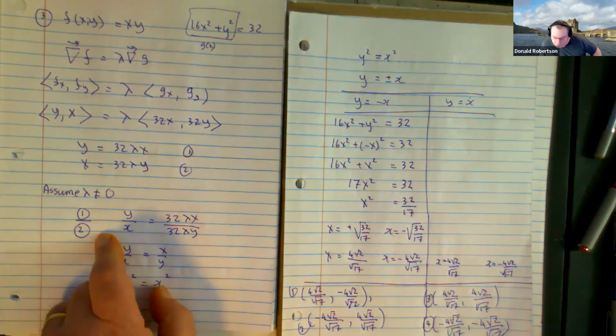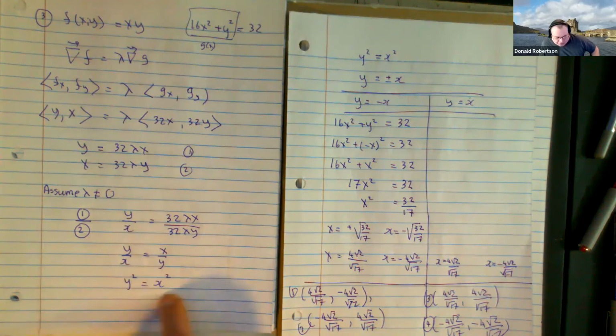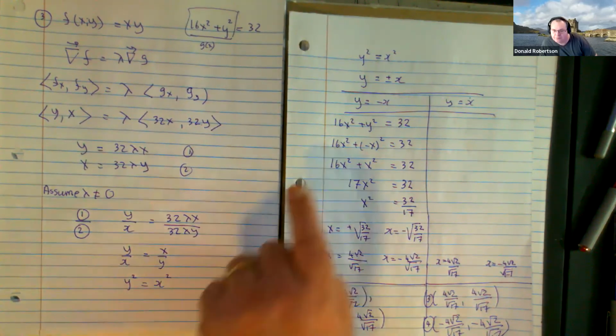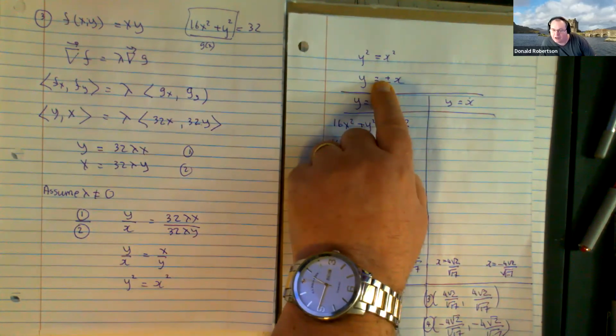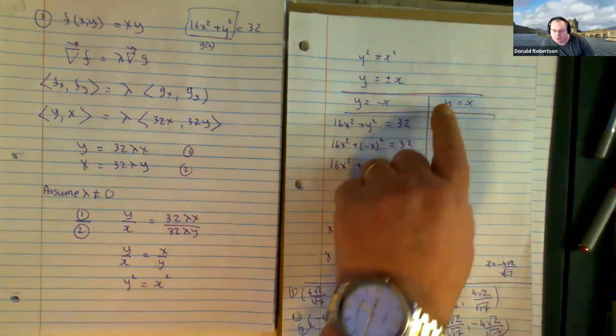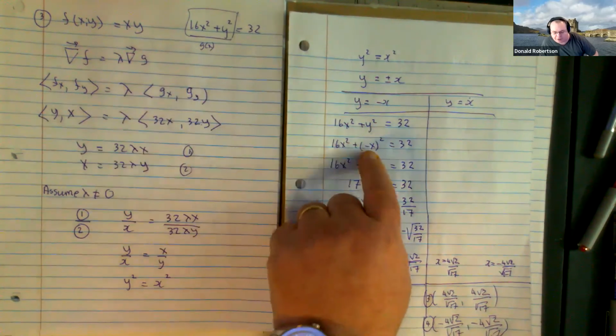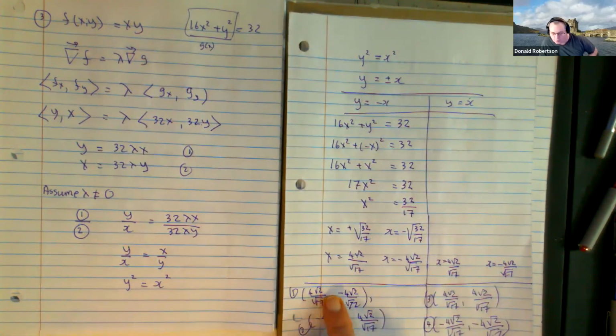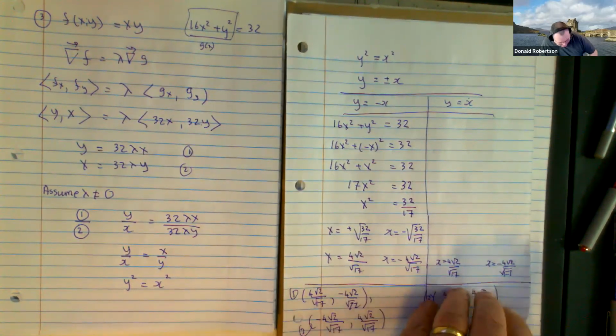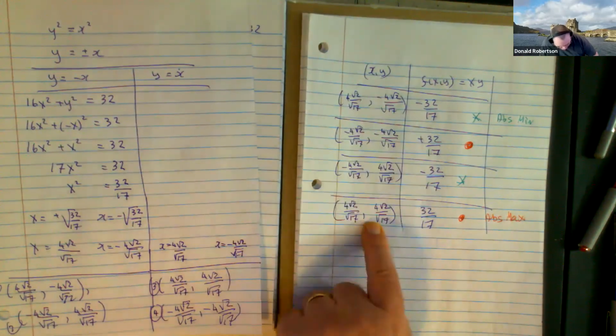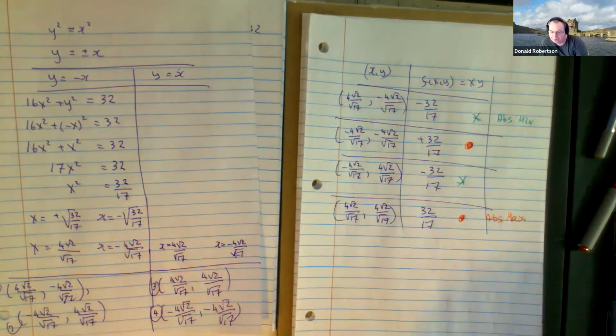You divide the equations, you'll get some relation with x and y in it. And then whatever that relationship is, you plug it into the original, you plug it into the constraint, and that's where the critical numbers are. And once you know your critical numbers, then you plug them into the original function to find your max and min.